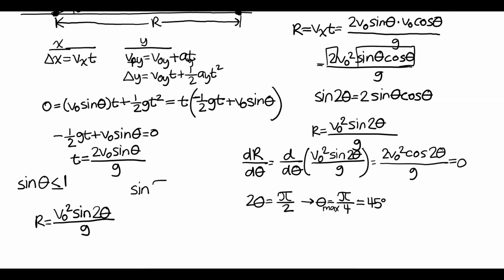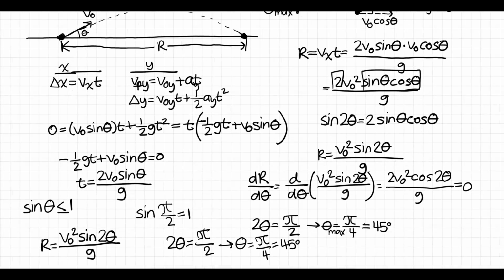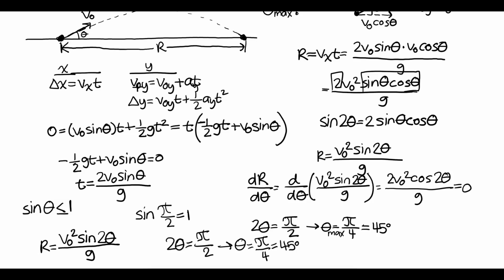So we already know that sine of pi over 2 has to equal 1. That means 2 theta has to equal pi over 2. So we get theta equals pi over 4, the exact same answer. Regardless of which method you use, you should get the same answer, 45 degrees. So for a flat surface, this is the angle that gives you the maximum range. If you're aiming cannons at things, you might want to consider an angle of 45 degrees, right?